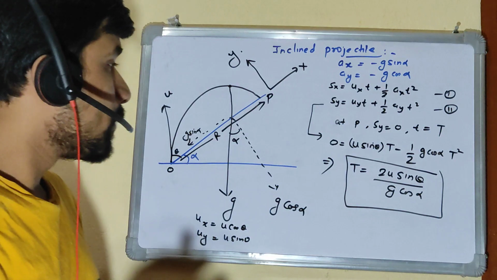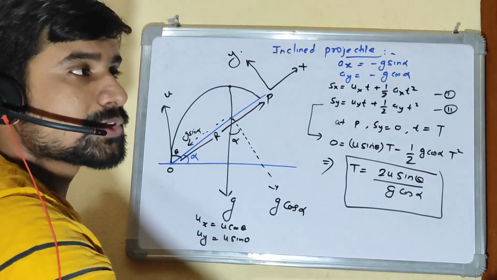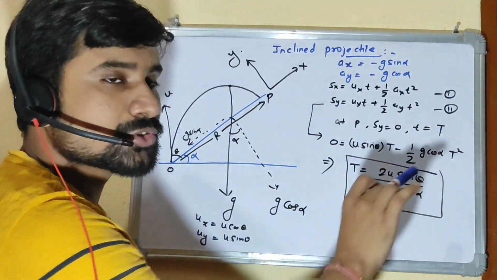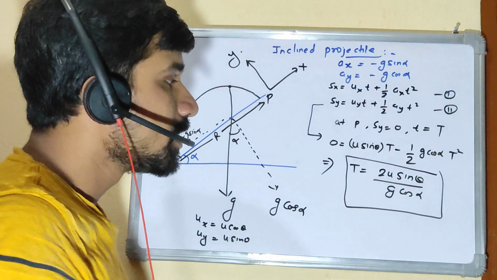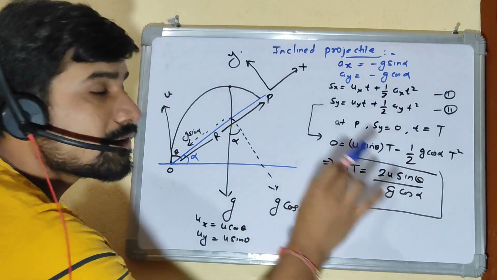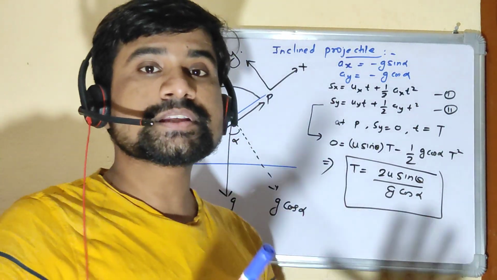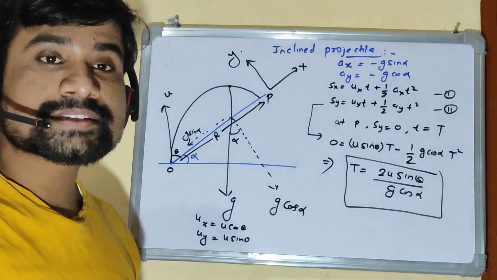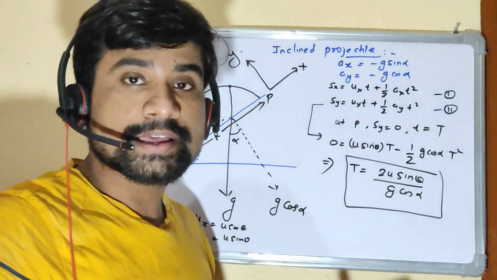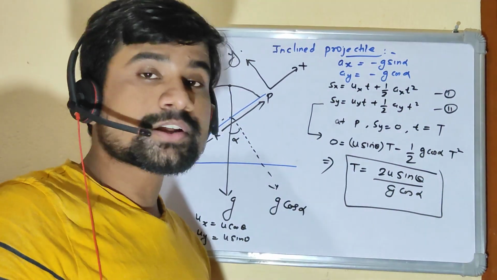Now you see, when alpha was 0, which was my horizontal projection and there was no inclination, I could place alpha as 0 and this becomes 2u sine theta by g, which was my older formula. Now what has changed? Instead of g, I have used g cos alpha, which is the acceleration along y direction, because acceleration before was g. Now the acceleration has become g cos alpha here because of the shift in the axis.